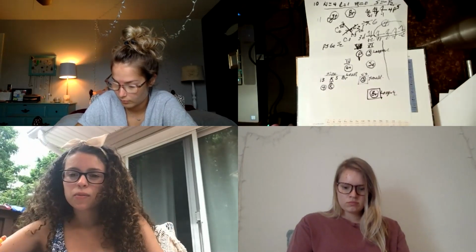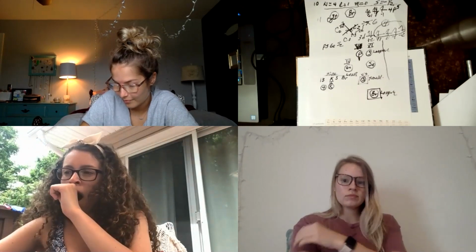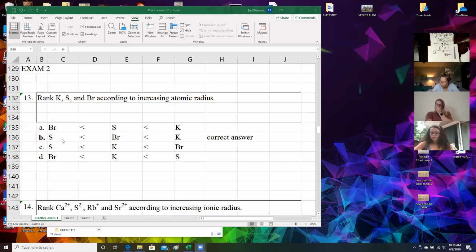So if we go back to our screen share, I think we can pick out the correct answer. So sulfur is going to be the smallest, and potassium is going to be the largest, and bromine is going to be, oopsie daisy, wait a minute, what am I doing? Is potassium and bromine on the same row?